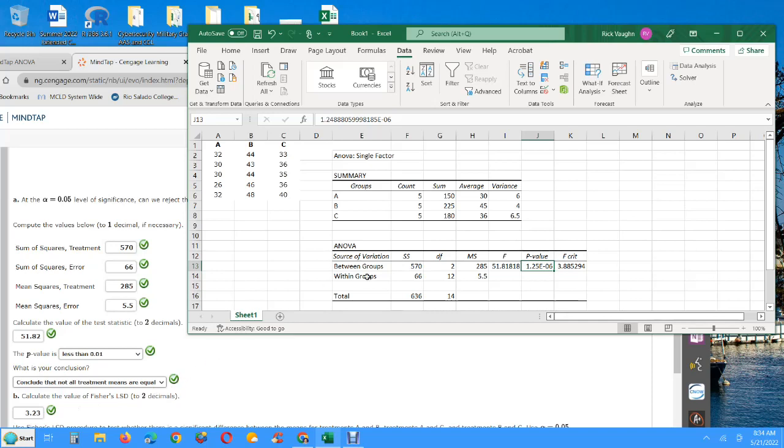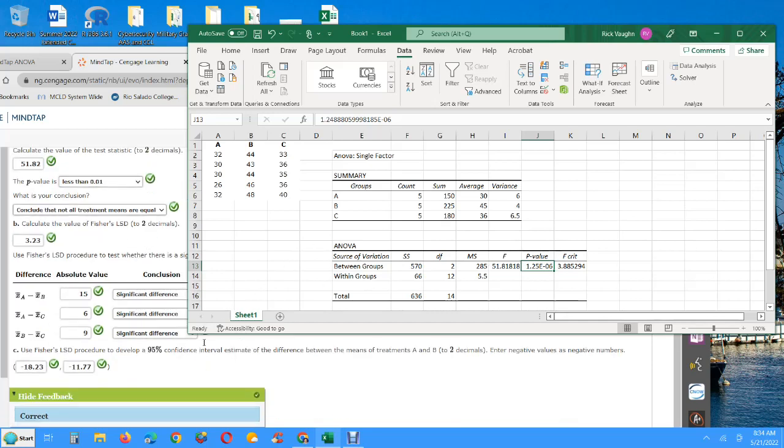Now we get into part B. Now, part B is where we got to do this extra work. Because we rejected the null hypothesis, because we know that not all the treatment means are equal, now we want to find out which of those means are different from each other. It could be that 2 of them are significantly the same and 1 of them is significantly different. It could be that they're all different from each other.